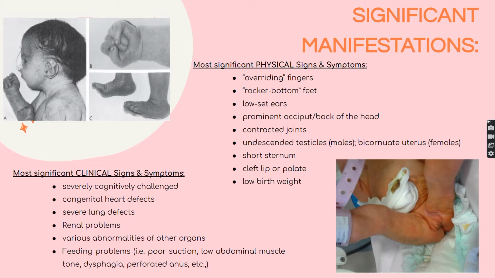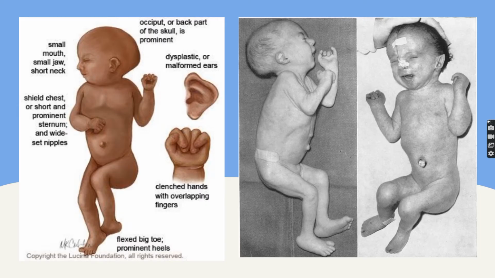The most significant clinical signs and symptoms include being severely cognitively challenged, being born with congenital heart defects, severe lung defects, renal problems, and various abnormalities of other organs. The infant may also have feeding problems such as a poor suction, low abdominal muscle tone, dysphagia, imperforate anus, and the like. Seen in the photos are the most significant physical manifestations or signs and symptoms in an infant born with the trisomy 18 syndrome or Edwards syndrome.